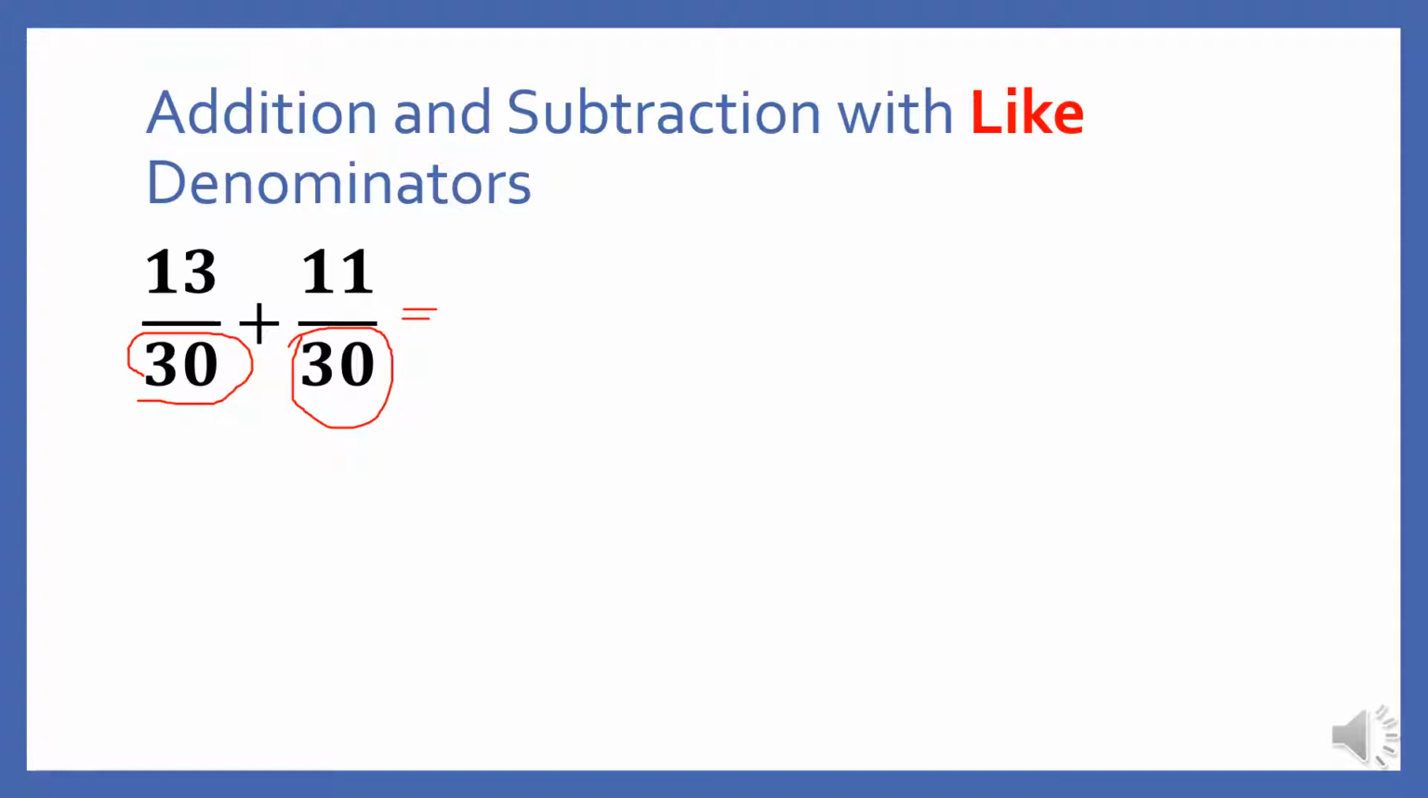So all we need to do is add our numerators. 13 plus 11 is 24. So our answer is 24 over our denominator of 30. Let's look at the next example.